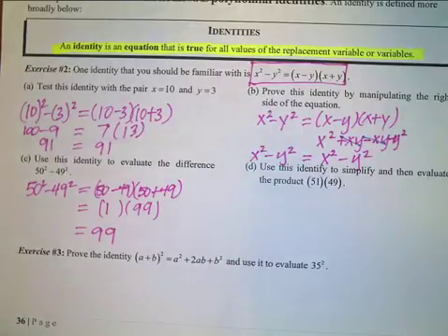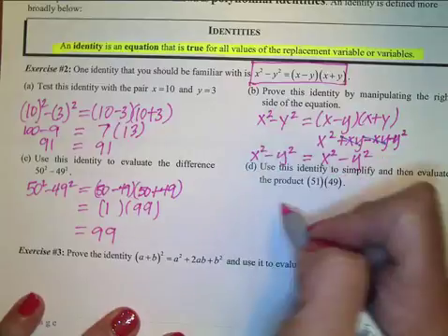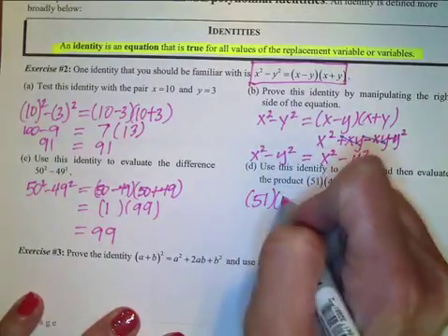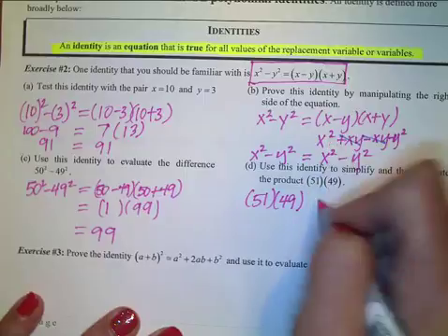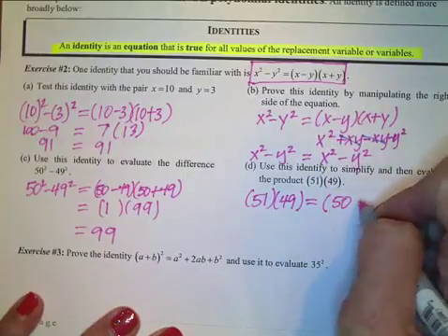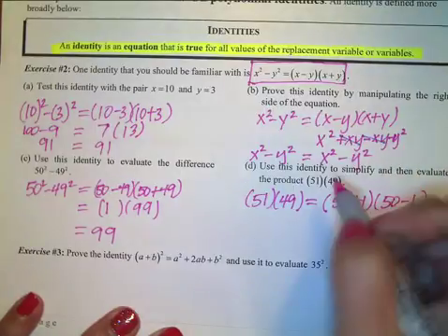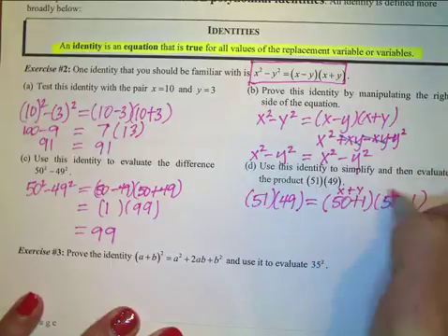Now they're giving us the different question in a different way. But think about it. Use this identity to simplify and then evaluate the product of 51 times 49. So that's one above and one below 50, right? So they're giving us now the right side. So 51 times 49 equals 50 plus 1 and 50 minus 1, right? So this is x plus y, and this is x minus y.